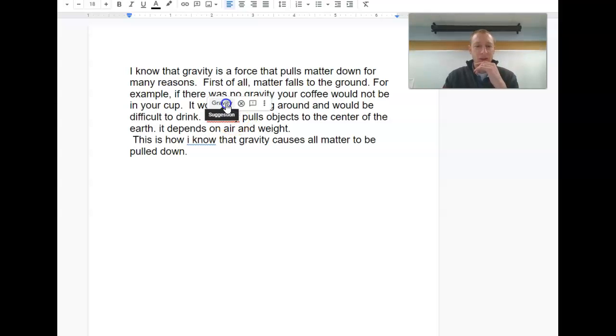Gravity, and spelled wrong again. Gravity pulls objects to the center of the earth. Now, this is a new point, right? Because previously this person was talking about coffee and how it'd be floating around and be difficult to drink. And now all of a sudden we're talking about gravity pulling objects to the center of the earth. So I think this is the next reason in that graphic organizer. So we need a transition word.